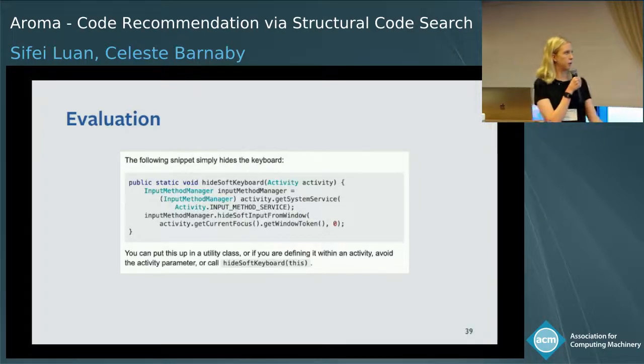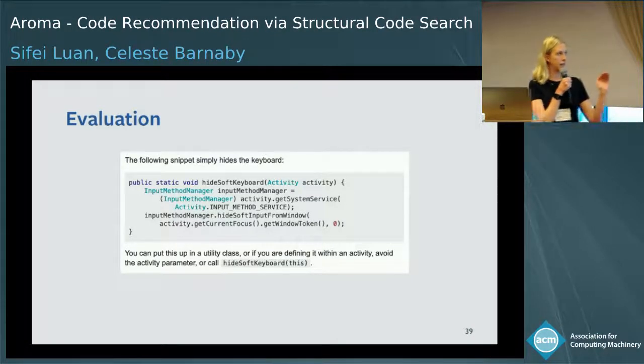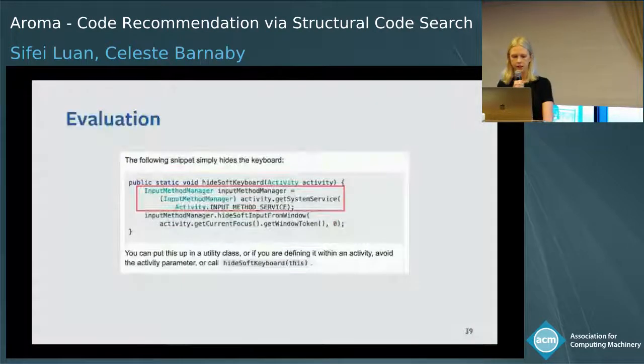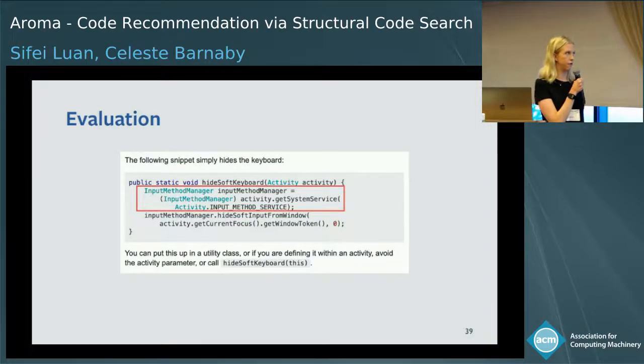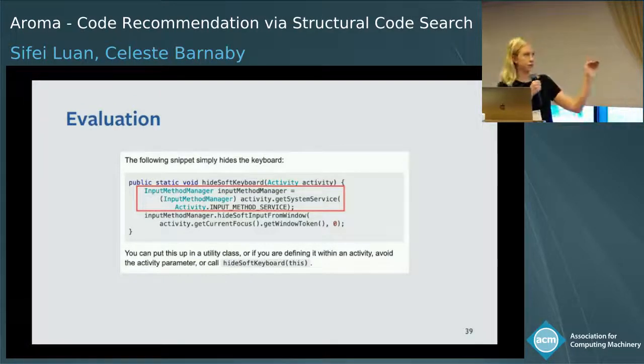This is an example of one of the code snippets we extracted. It shows how to hide a soft keyboard in Android. For each of these snippets, we manually created an Aroma query by taking the first half of the snippet. For instance, this is the query we extracted from this snippet. Since this code snippet likely represents a popular coding pattern, we wanted to see if we could give Aroma this query and if it would recommend the rest of the code snippet. That is, if it could tell us that if this is our code, then we should also add this code.